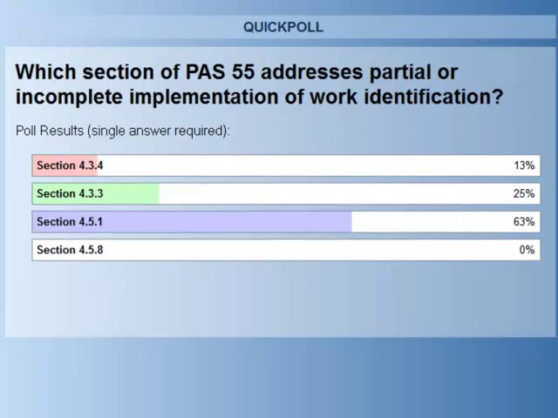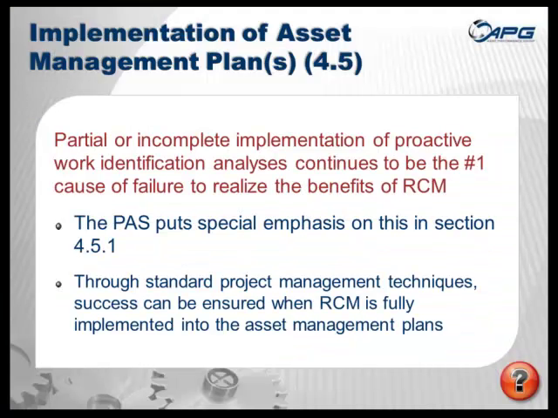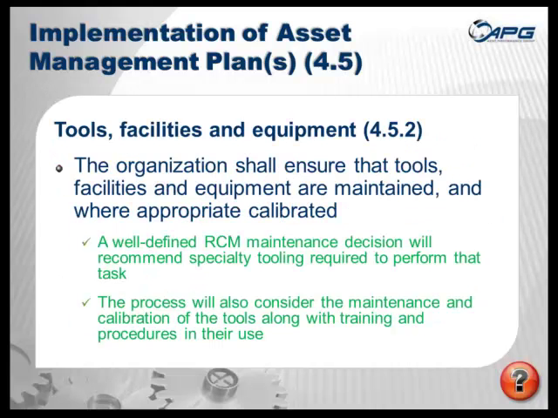That one was, without a doubt, a little trickier, and if you had a copy of the PAS in front of you, you probably would have been in a much better position. But it is 4.5.1, dealing specifically with the idea of implementation being effective. And as I've stated, poor implementation just results in really not realizing those benefits you're looking for. So well done, folks. Moving along, still within the implementation of asset management plans 4.5, we do see 4.5.2.